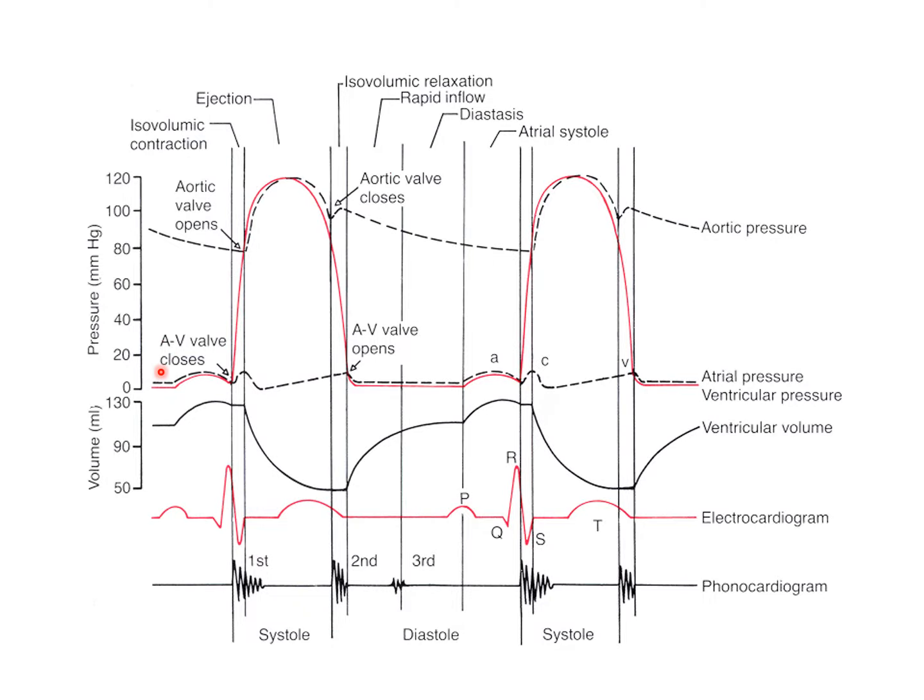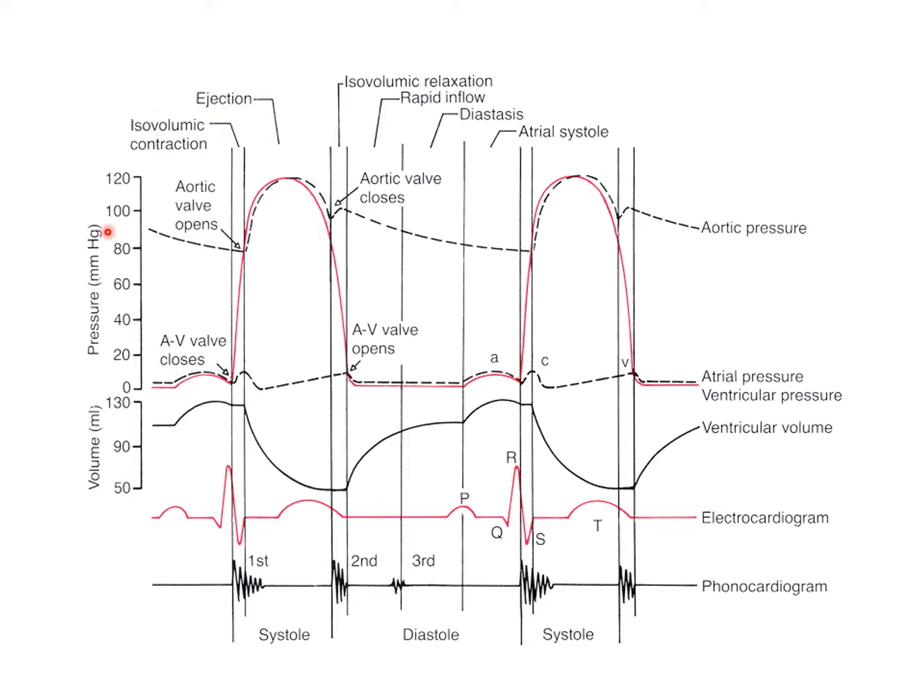Here is a Wigger's diagram showing 2 complete cycles of the heart. You have up here 3 different blood pressures. One of the blood pressures is in the aorta, one is in the atria, and one is in the ventricle. Anytime these blood pressures intersect one another, you will have the event of a valve opening or closing.